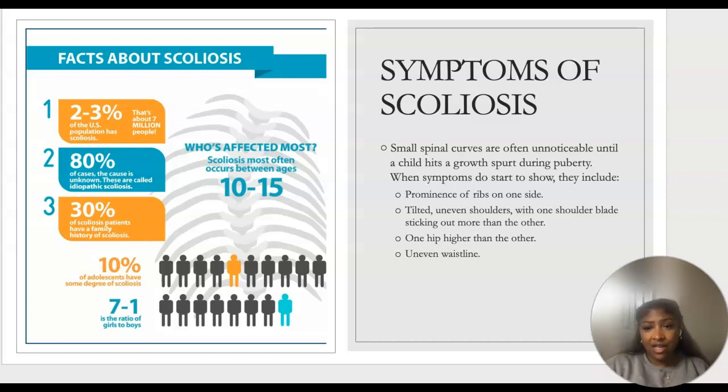So these early identifications are really imperative to get ahead of it because it is a structural issue. Once it's found early on, which it typically is in a lot of these cases because it's in adolescence, usually the factors will never become severe.